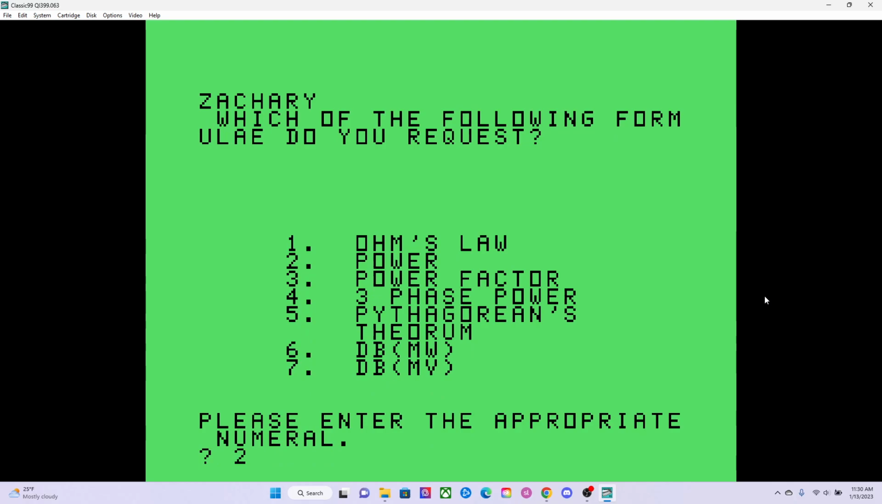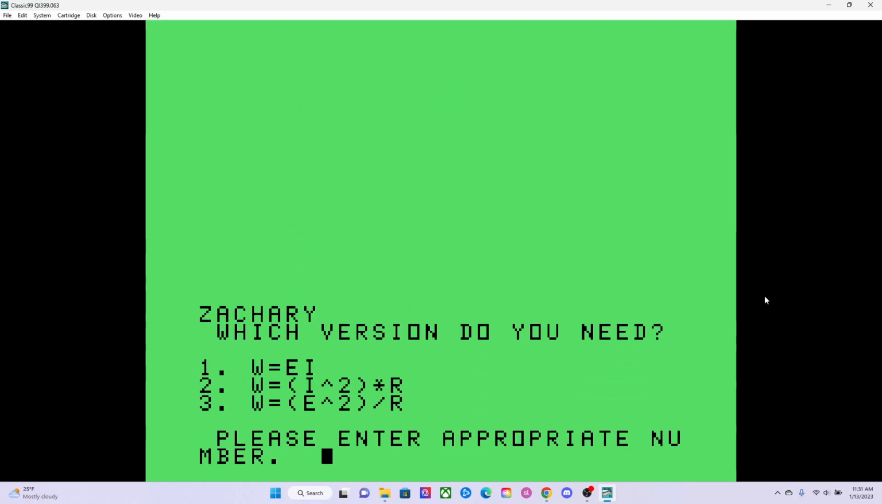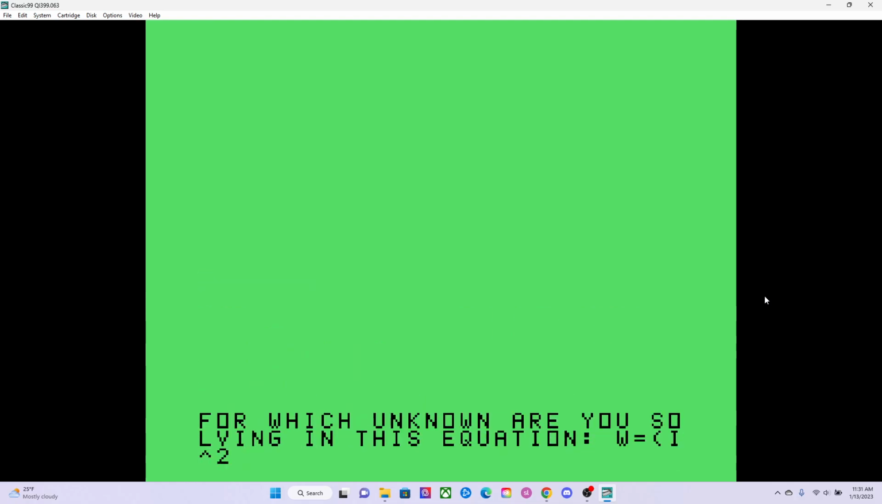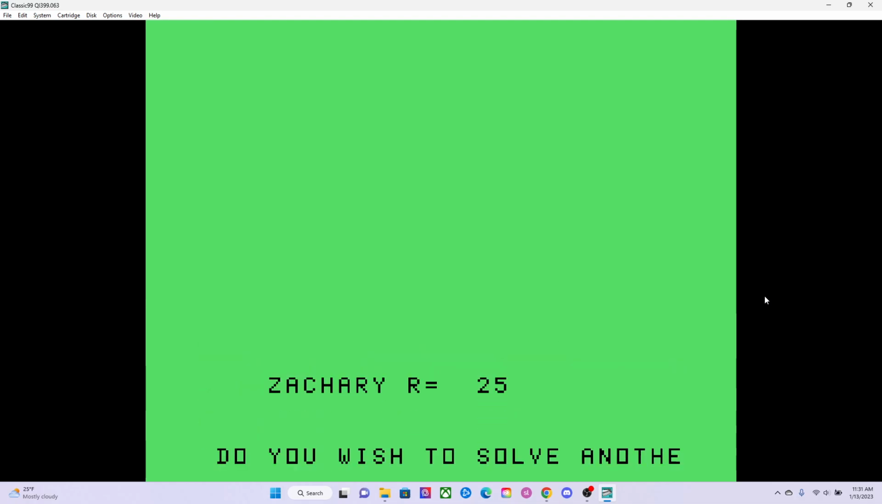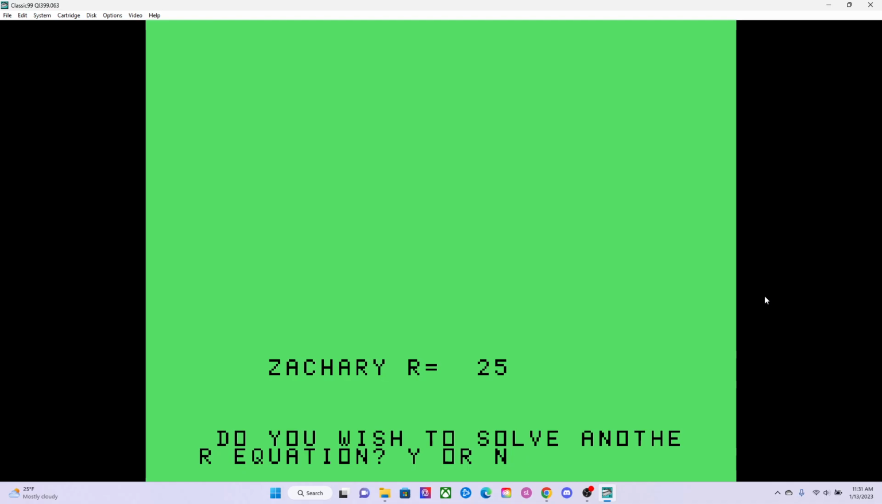Okay, we are going to do the power formula again. Let's do the second version this time. Which unknown are you solving for in this equation? Let's say we're going to solve for resistance this time. What are the values of the wattage and the current? So let's say we're using 100 watts at 2 amps. That gives us 25 ohms of resistance. Pretty straightforward.